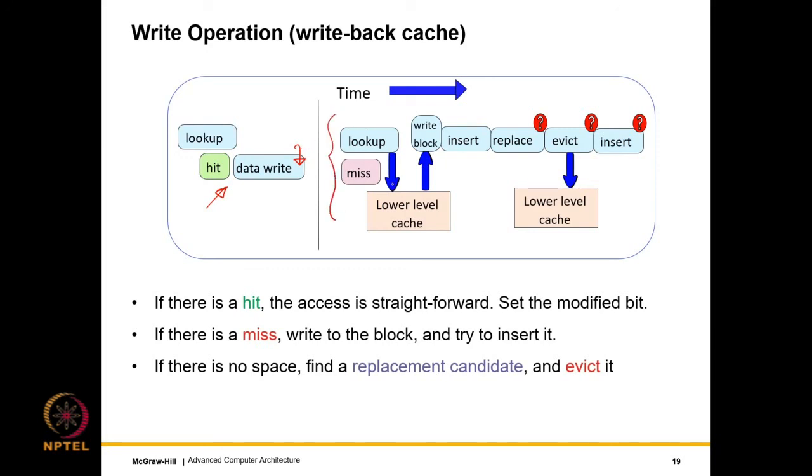Here also, if there is a miss, there is more work. As we have argued in the past, even if we want to write to a single byte, we still need to fetch the entire block. So there is a miss, we want to write to, let's say, 4 bytes, we still need to fetch the entire 64 byte block, and this needs to be inserted in the cache. We write to the block, let's say in a temporary buffer, write to those 4 bytes, and the entire block needs to be inserted into the cache. If you have space for it, it is great. Otherwise, we replace, we evict, and we insert. This is the standard way in which we do things.